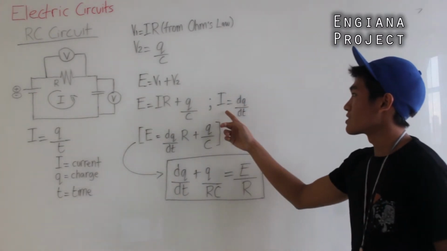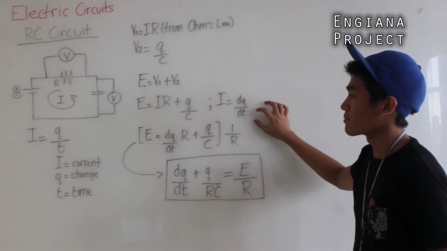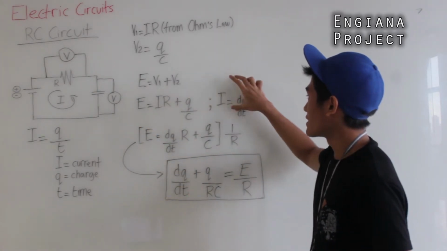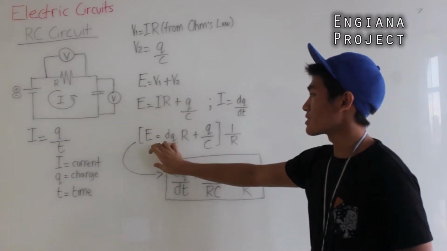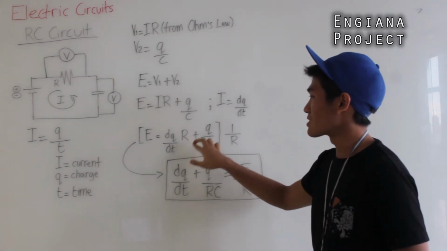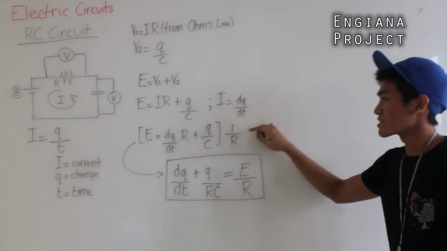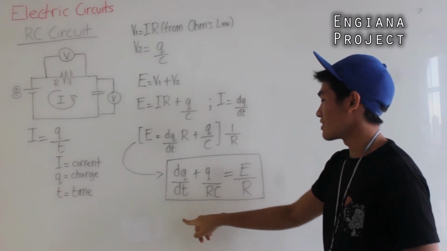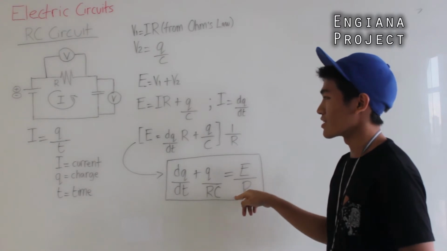Then we know that I is equal to Q over T, which is just the amount of charge with respect to time. And then since we have I equals dQ over dt, we can now substitute it into this formula. So it becomes E equals dQ over dt times R plus Q over C. Then to cancel out R, we must multiply by its reciprocal, which is 1 over R. So we get dQ over dt plus Q over R times C equals E over R.